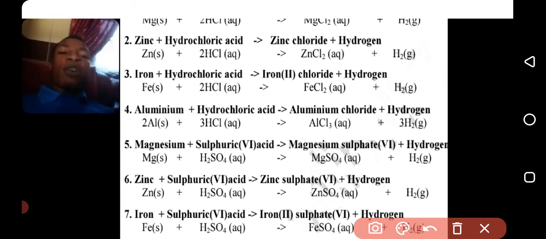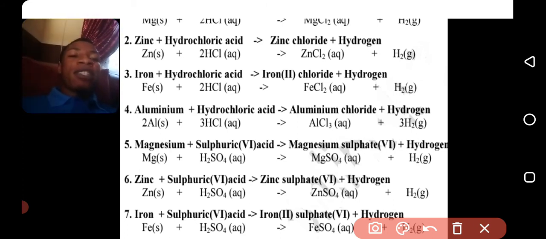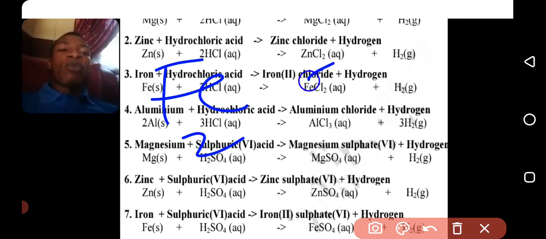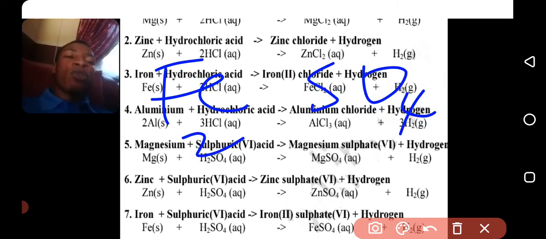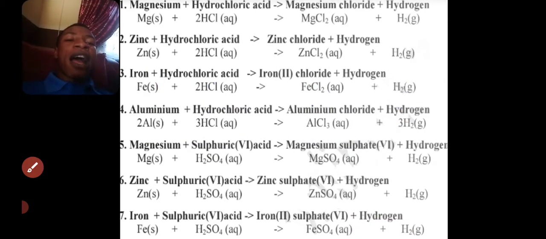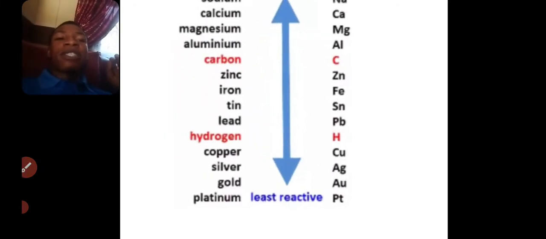So in this place also, magnesium plus H2SO4, we have seen this also. Zinc plus H2SO4, we have also seen that. Iron(II) plus H2SO4, that will be Fe2, SO4 is also valency 2. So that will be FeSO4. Those are examples of acid metal reactions giving us a salt and hydrogen gas.